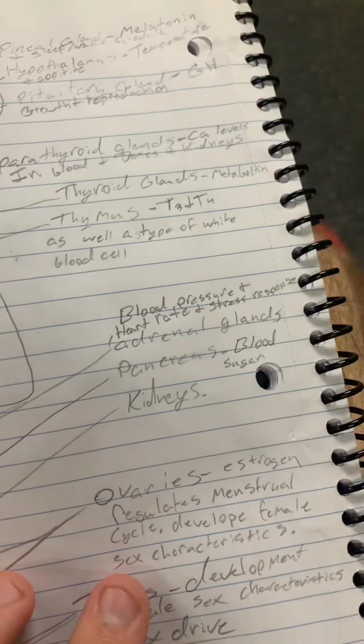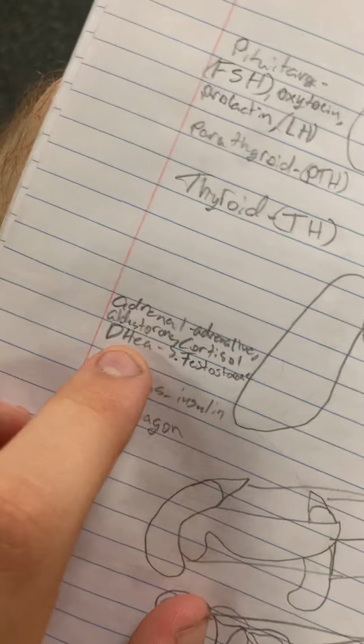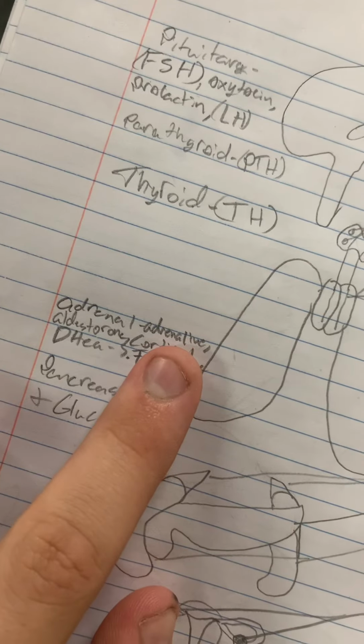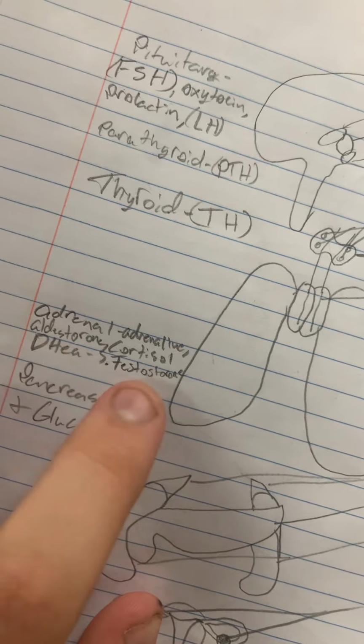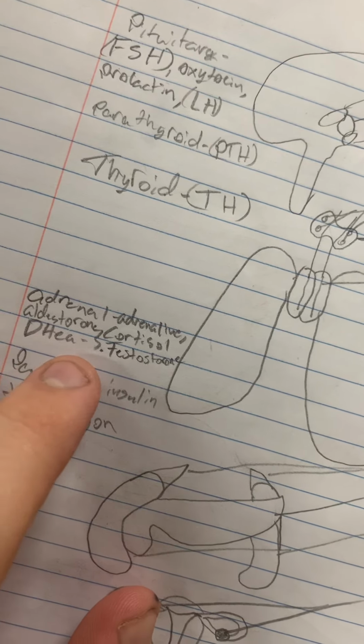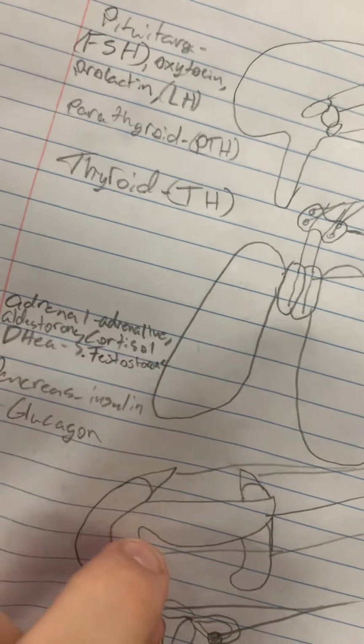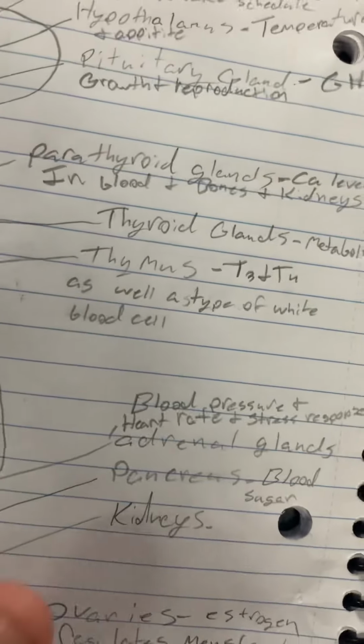Now below that, we have the adrenal glands. The adrenal glands are responsible for blood pressure, heart rate, and stress response. And inside of those, you're going to find your adrenaline, aldosterone, cortisol, DHEAS, and testosterone.